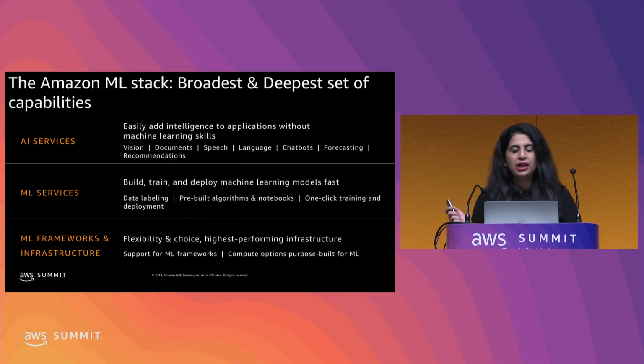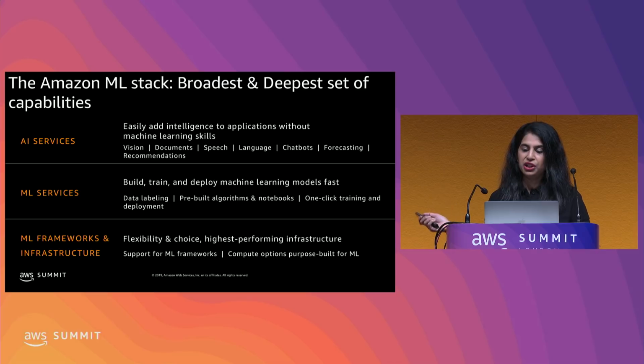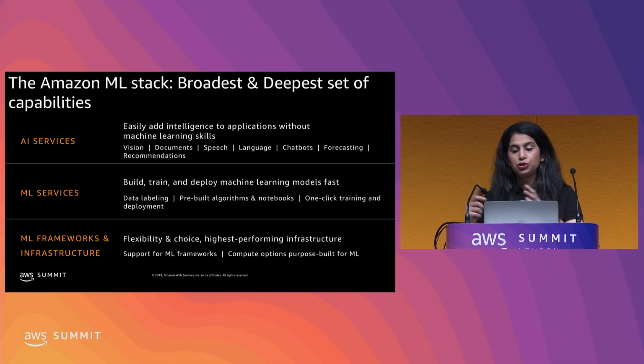So this is a quick summary of our machine learning stack, the right capabilities for the right set of developers. We have categorized the stack into 3 layers. The bottom one is the machine learning framework and infrastructure. These are aimed at machine learning experts, allowing them to choose their framework of choice, like TensorFlow or Apache MXNet or Gluon, with a variety of GPU and CPU intensive instances.